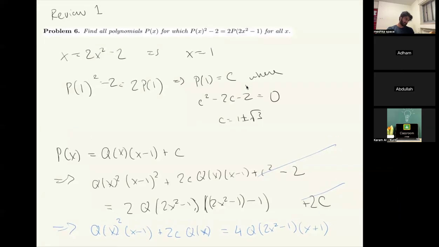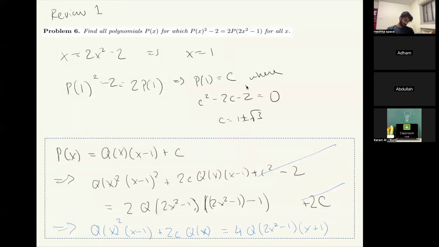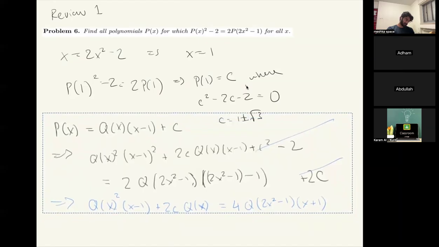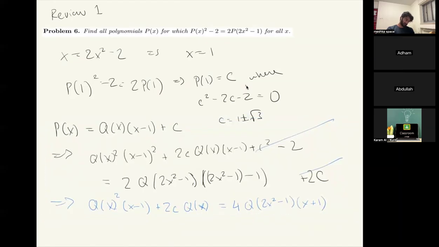Maybe I need a little bit more space. Okay, so let's now plug in x equals 1 again. And what does it give us? The first term will be 0, and this will be 2c q of 1. So 2c q of 1 is equal to, then what? Then we'll have 4 times 2, so 8 q of 1.